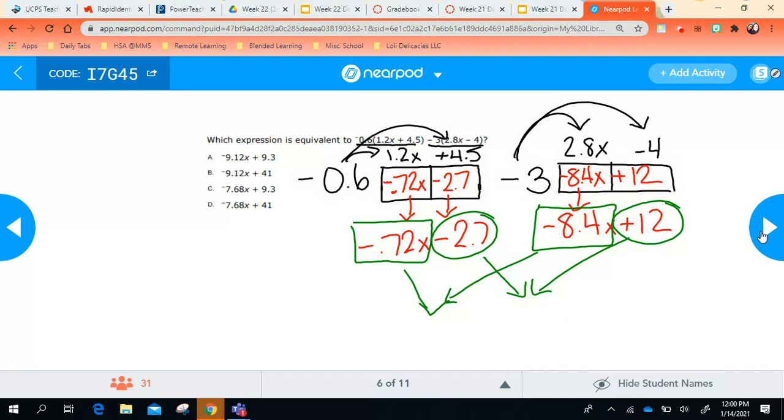You can put plus a negative, or you can just put minus. Either works. It'll still be negative 2.7 plus 12. And then you take those answers with their positives and negatives, and you put them in front of the next page. Okay?